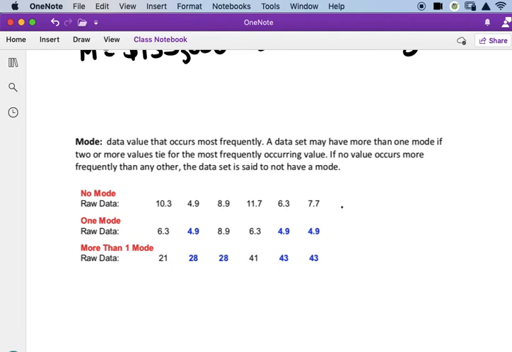So if we look at this first data set, each value occurs exactly once. The second data set has a mode of 4.9. That's because 4.9 occurs the most in the data set. 4.9 occurs 3 times, 6.3 occurs twice, and 8.9 only occurs once. And the last data set here has 2 modes, 43 and 28, because both of them occur twice, and so it's a tie for the most frequently occurring value. And those are measures of center for a data set.